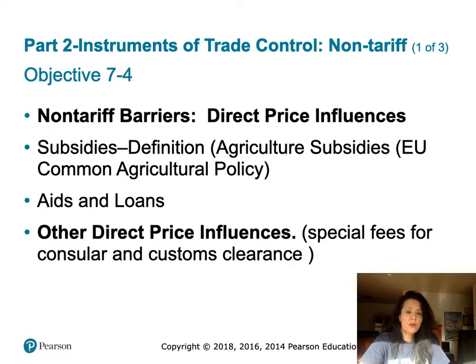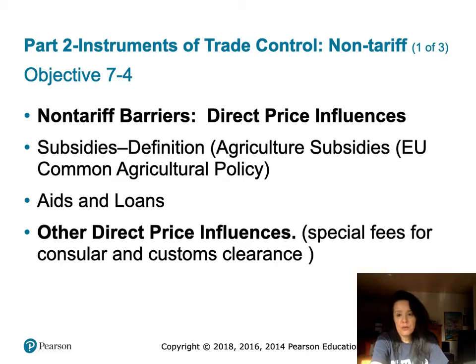In part 2, basically, I will be looking at the rest of the trade control instruments, particularly the non-tariff barriers. So in part 1 of my lecture, I covered tariff barriers, right? So we looked at the tariffs, duty, taxes, and so forth. But those were tariff barriers. This time we will be discussing non-tariff barriers, which include direct price influences, right?